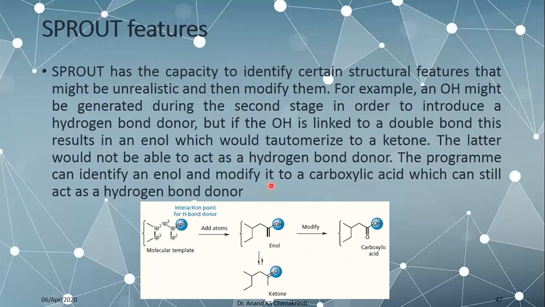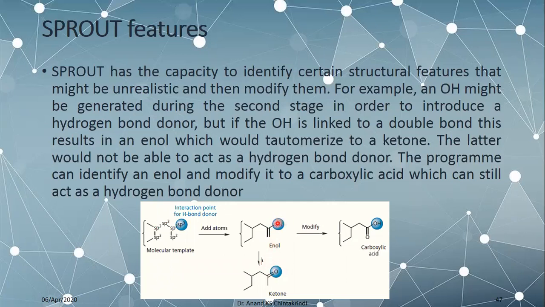Now the program can modify an enol to a carboxylic acid, which still can act as a hydrogen bond donor. So what it does, it will replace this carbon with an oxygen. It is an intelligent software which takes into consideration any tautomerism effect, wherein the molecule as such is unrealistic. You never get an enolic compound isolated unless you are using very specific conditions to isolate that compound. Generally, the ketone function is thermodynamically stable, so this will be isolated.